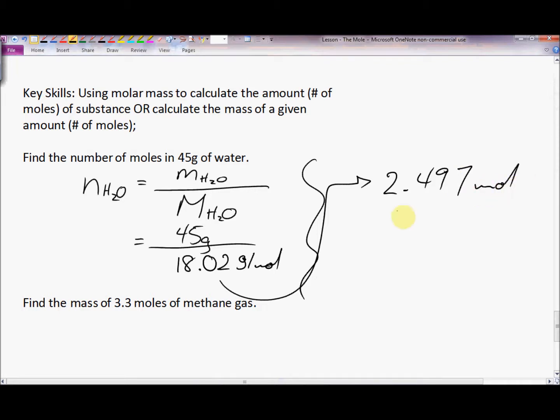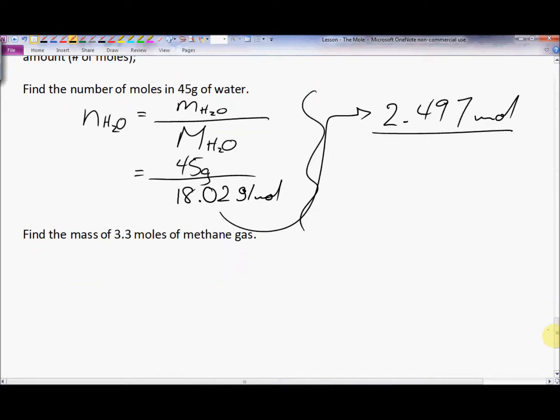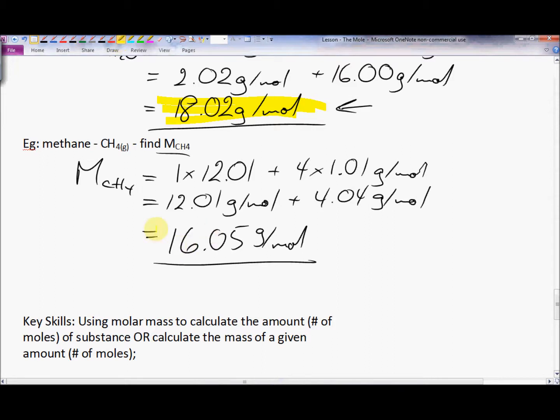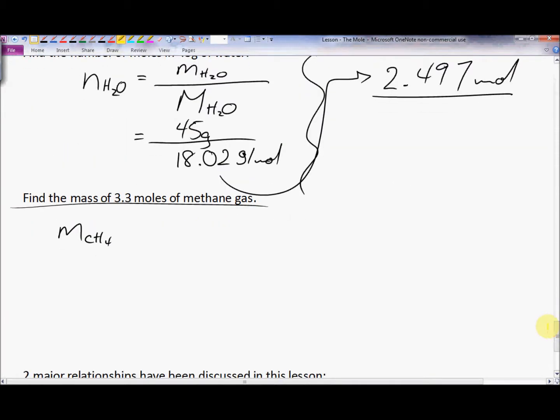Okay, here we have another question. Find the mass of 3.3 moles of methane gas. Okay, so mass of methane, CH4, and we had up here calculated the molar mass of methane. So 1 mole of methane is 16.05 grams. So the mass of 3.3 moles of methane, we'll calculate by going mass is equal to number of moles of methane times its molar mass.